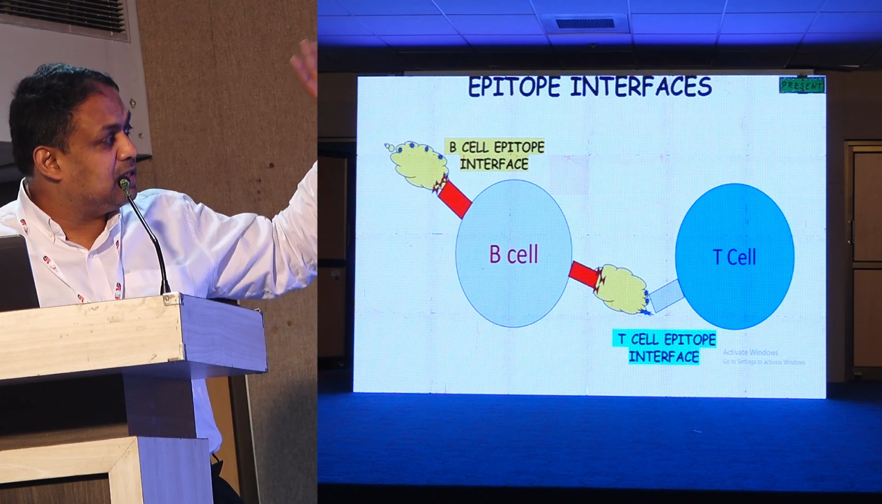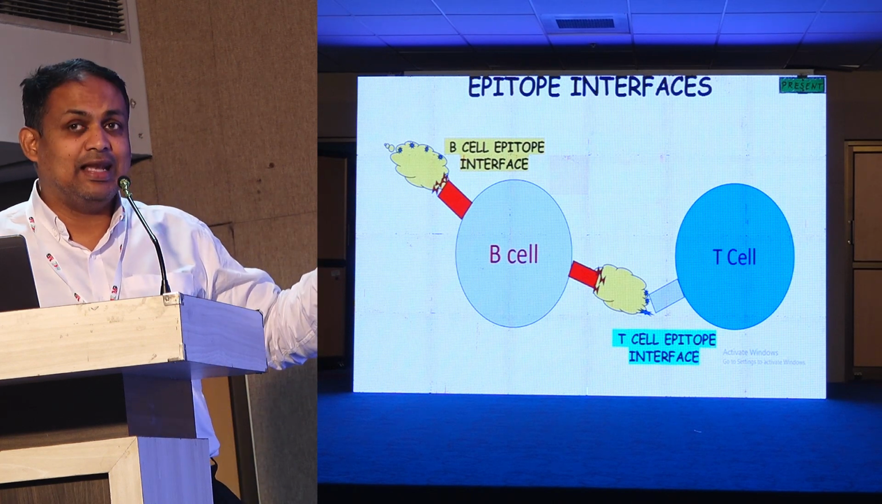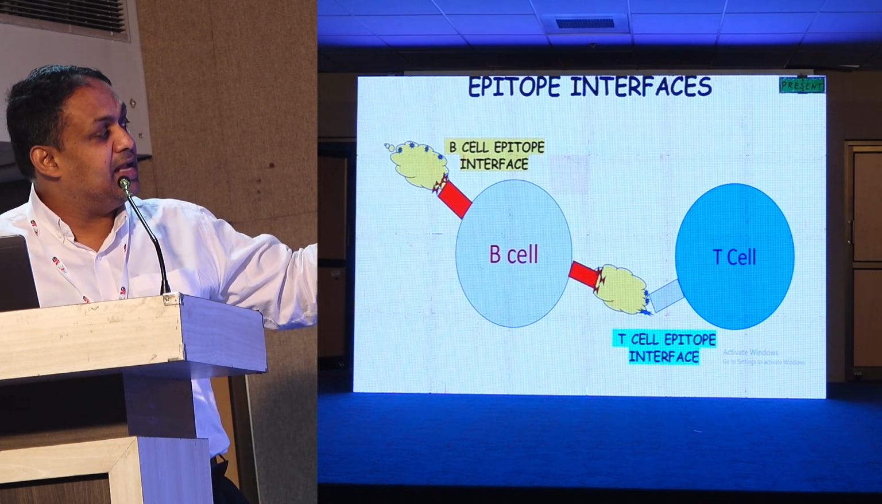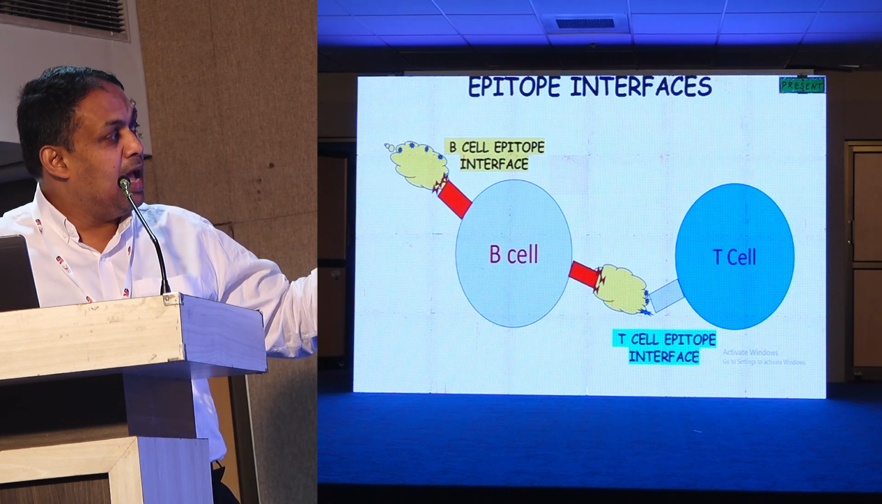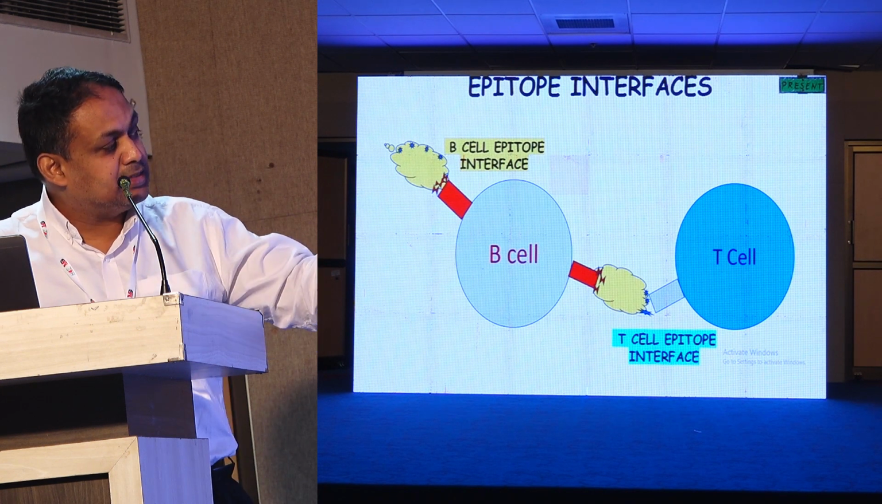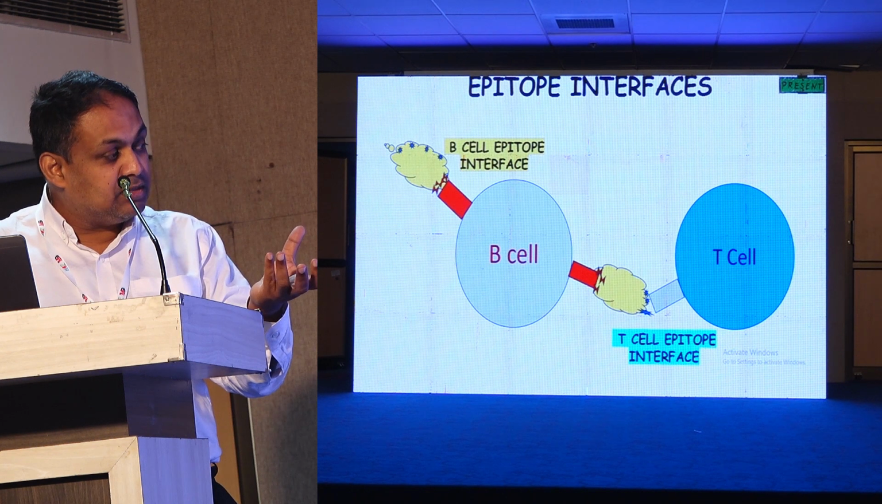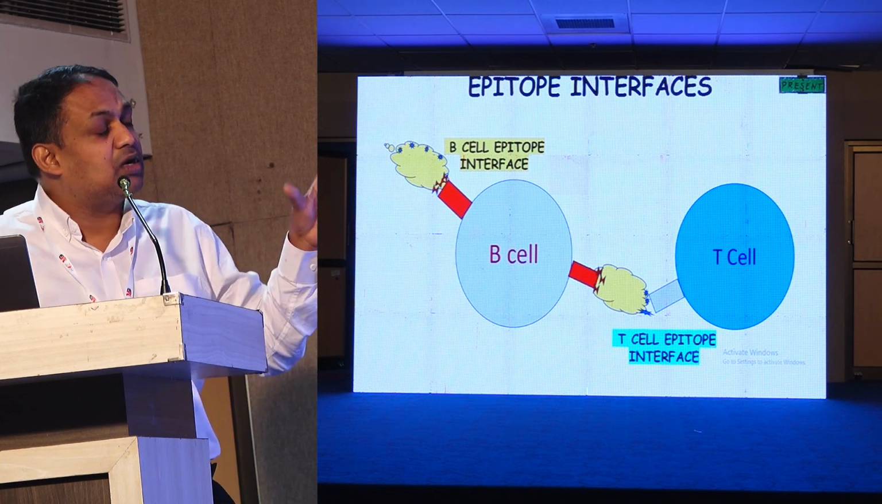So the yellow one is, suppose, an antigen. The B cell is an antigen presenting cell. The B cell identifies those epitopes in the antigen. That is called the B cell epitope. It processes and presents it to the T cell, and the part of the antigen that the T cell identifies is called the T cell epitope. So people worked on different epitopes.